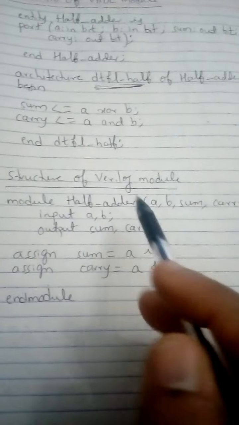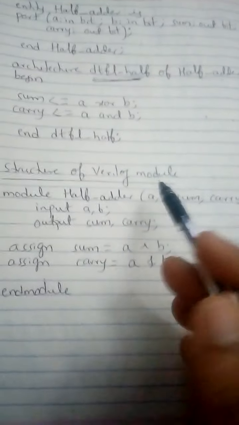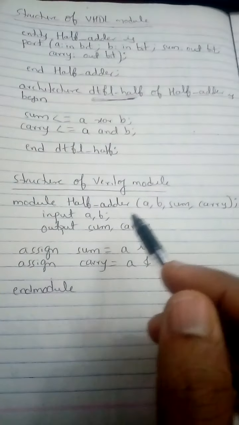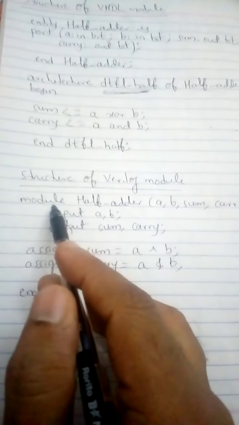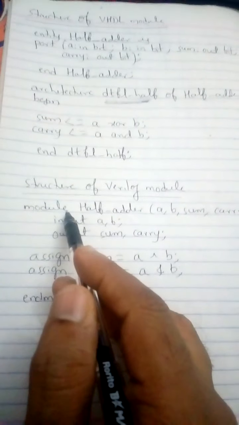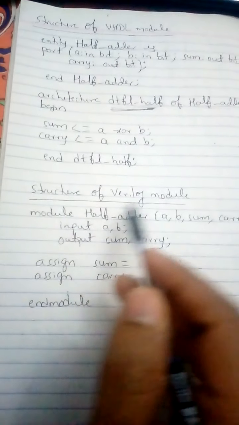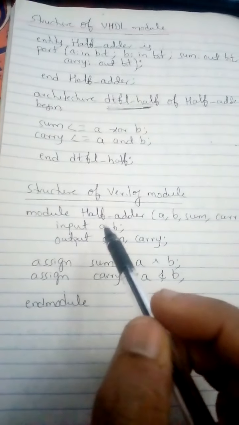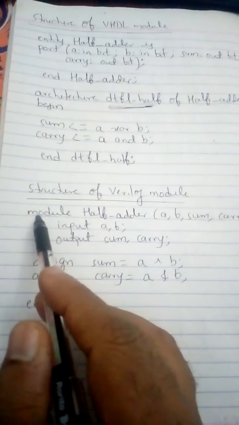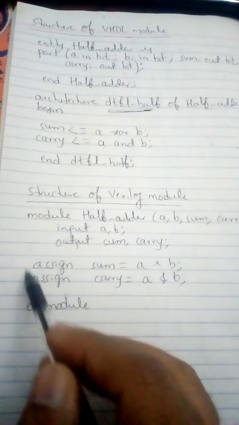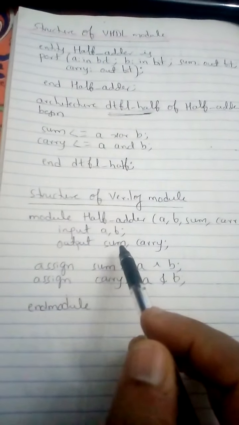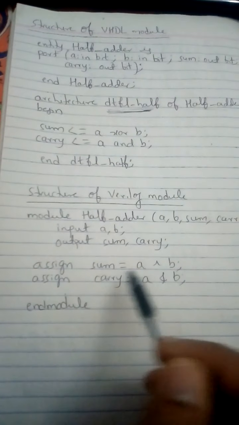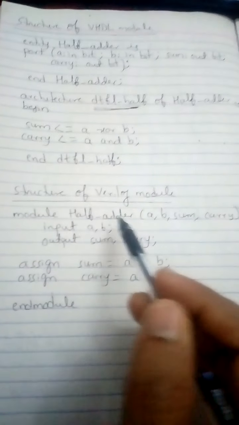Then again, if we check the Verilog code or Verilog module for the same program, the half adder, I can say we are using one more predefined word called module. We need to remember one more thing in Verilog: we are not using entity and architecture in Verilog code. Instead of that, we are using a single module. Inside this module, we are declaring all the inputs and outputs, and also showing the relationship between inputs and outputs.